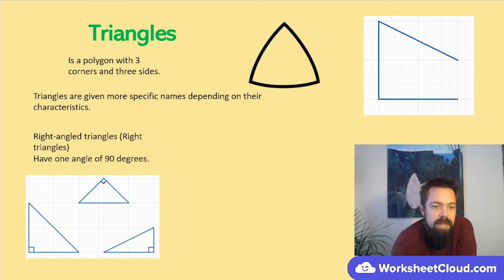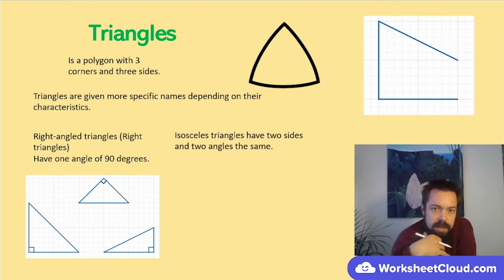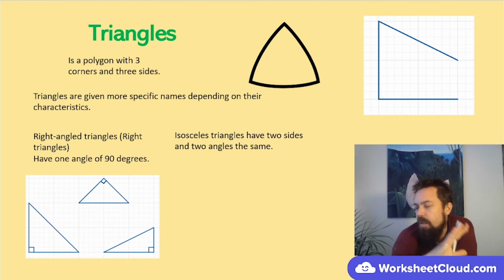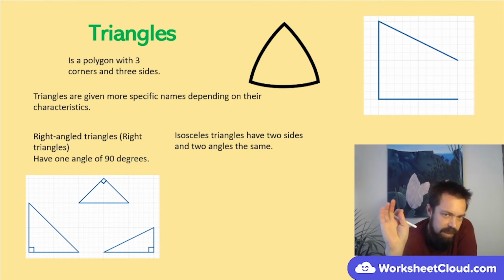Please don't get caught out thinking that it always needs to be the bottom left-hand corner. It can be the top corner, it can be any corner. As long as one of the corners is 90 degrees, then it's a right angle triangle or a right triangle. The next one is the isosceles triangle. For some reason, I can never spell isosceles right.